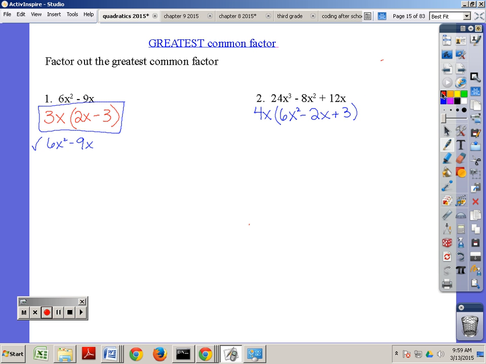Once again, let's check it by distributing and make sure that we have what we started with. 4x times 6x squared is 24x cubed. 4x times negative 2x is negative 8x squared. And 4x times 3 is 12x, which is exactly what we started with. So that tells us that this is the factored form.